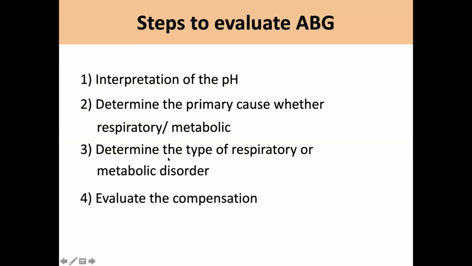Third is to determine, once you know that it's a respiratory cause or a metabolic cause, what kind of respiratory problem, acute problem or chronic problem, or acute on chronic problem, or what kind of metabolic problem. And then the fourth is to know how well the patient is compensating for a deranged pH. So we are going to see all these 4 steps now.